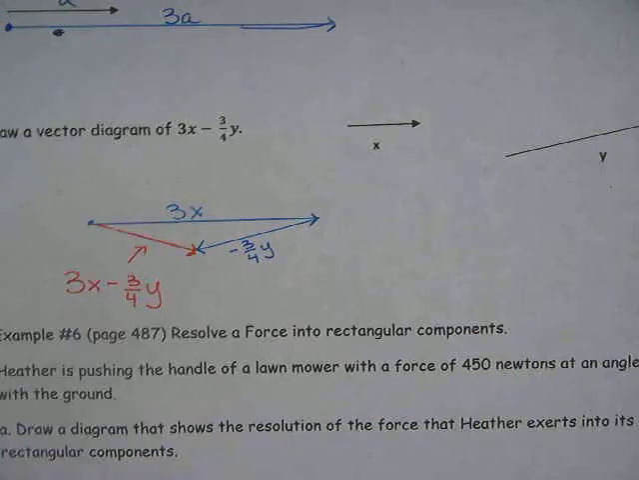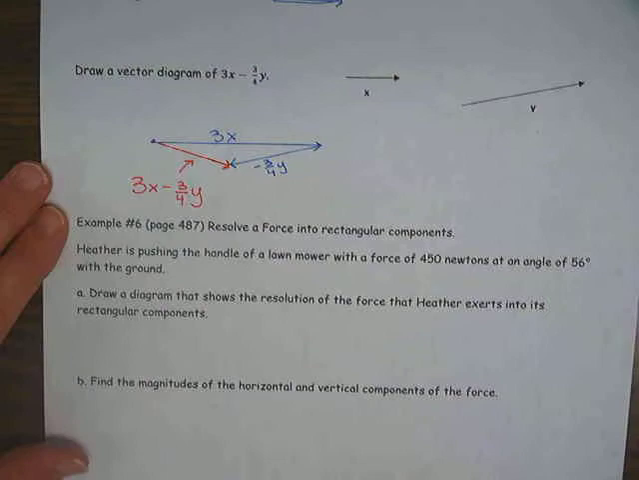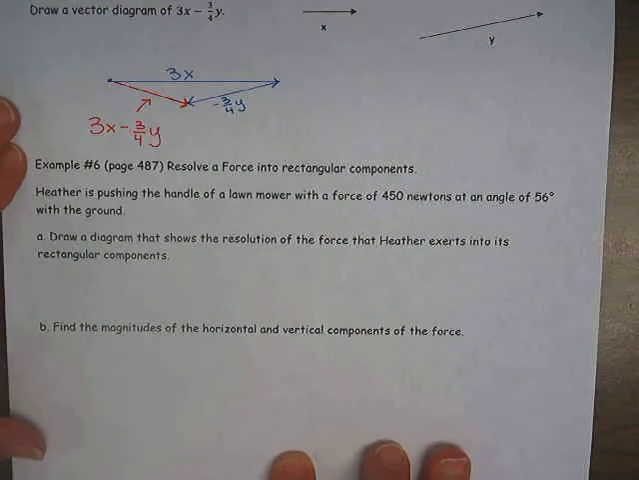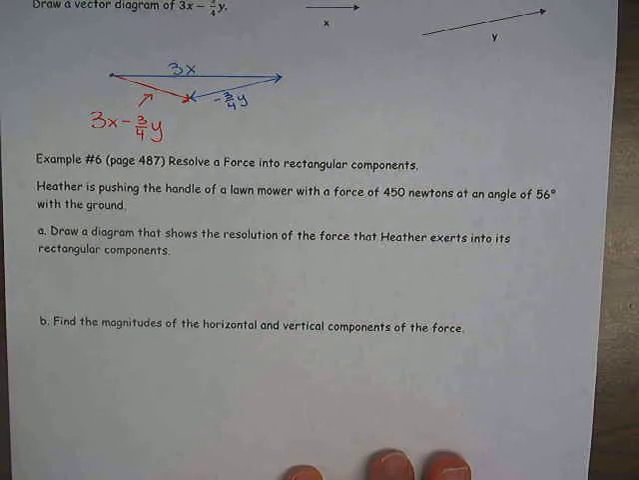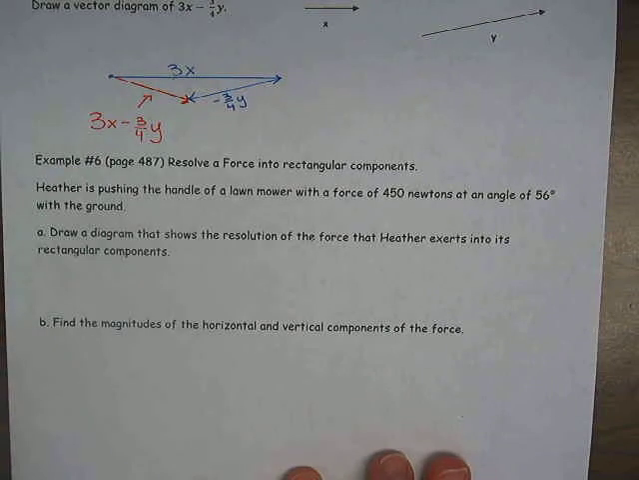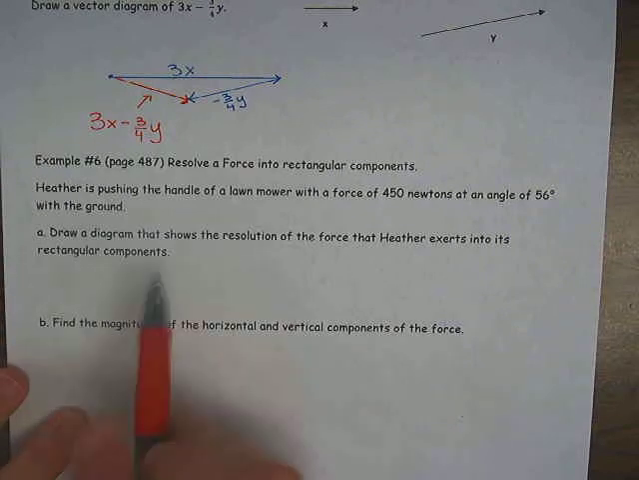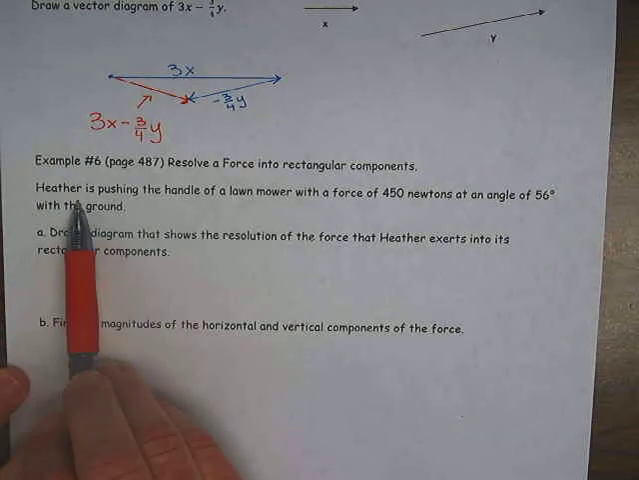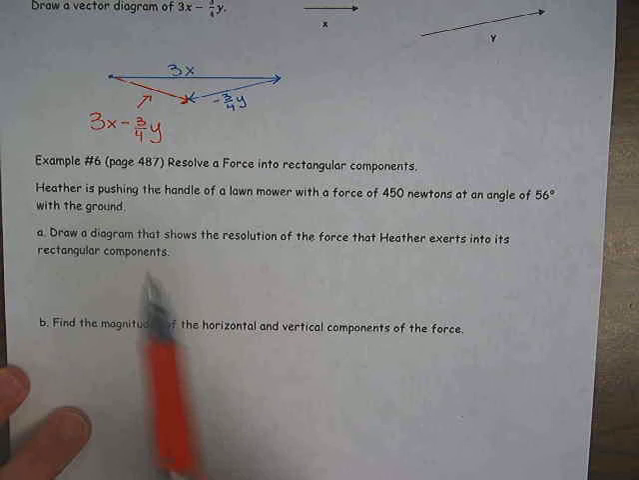Last example, using some trig to break a vector into the horizontal and the vertical components. And so we're going to be drawing a right triangle and breaking it down to represent the vector. So in this example, Heather is pushing a lawnmower with a force of 450 newtons at an angle of 56 degrees with the ground.